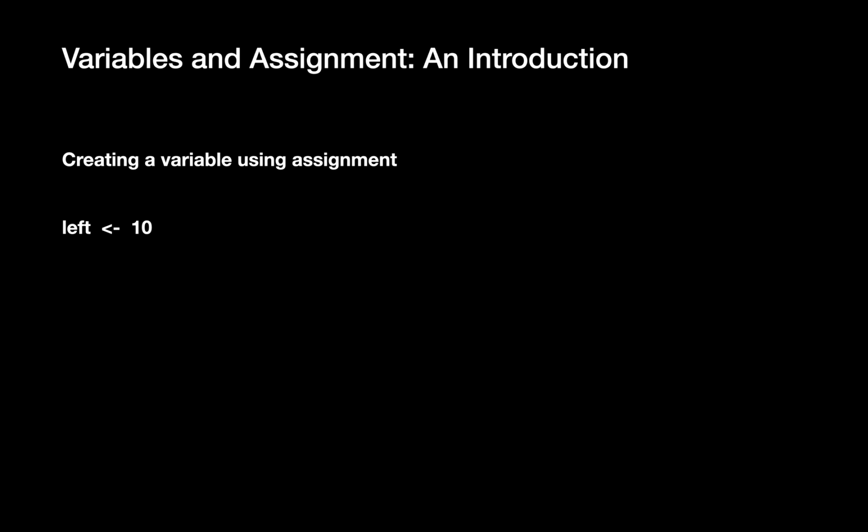The arrow shows the direction of information flow from the value on the right side into the variable defined on the left. So this assignment, left gets the value 10, copies the value 10 into the memory location associated with the name left. The next statement assigns the value 20 to the variable with the name middle, and the third assignment assigns the value 15 to the variable with the name right.